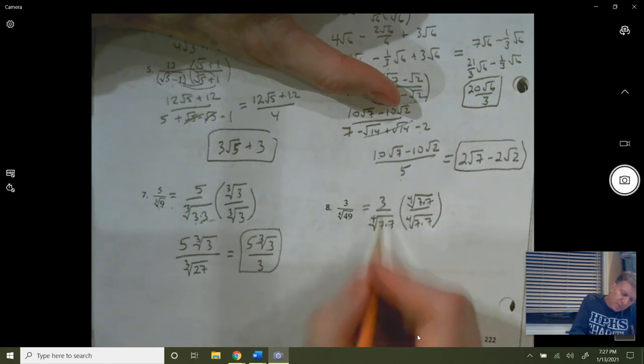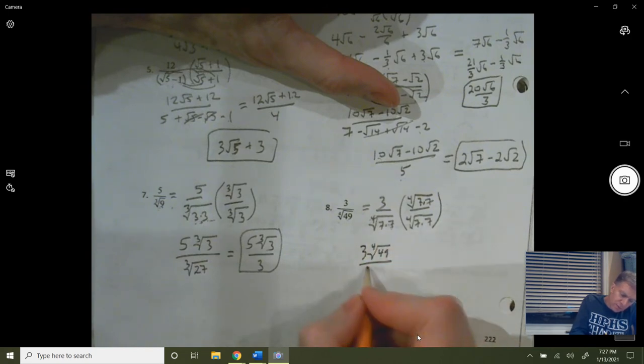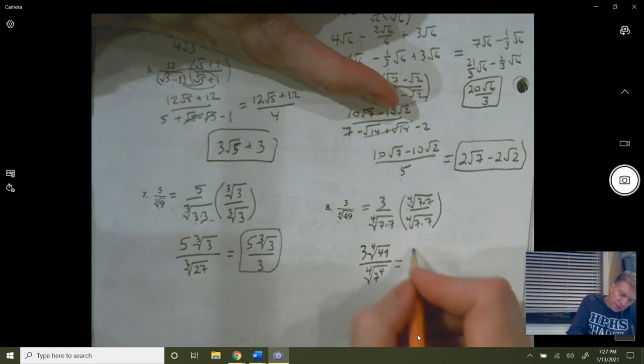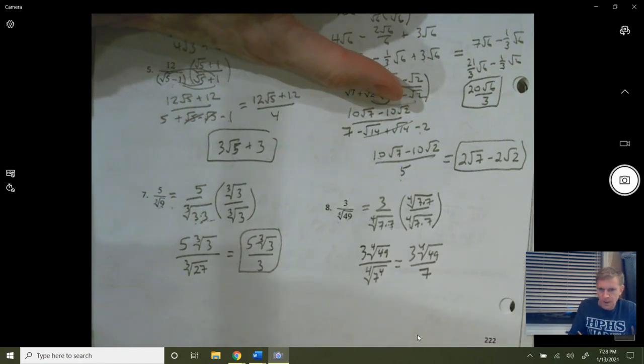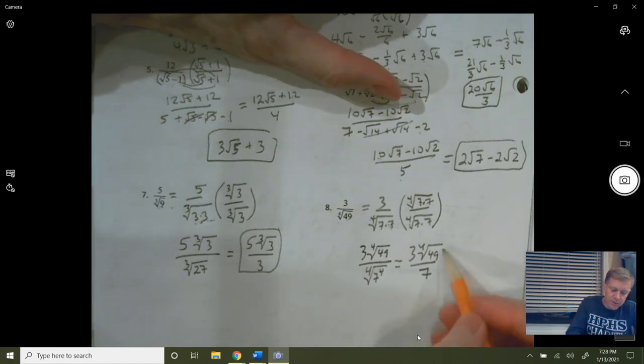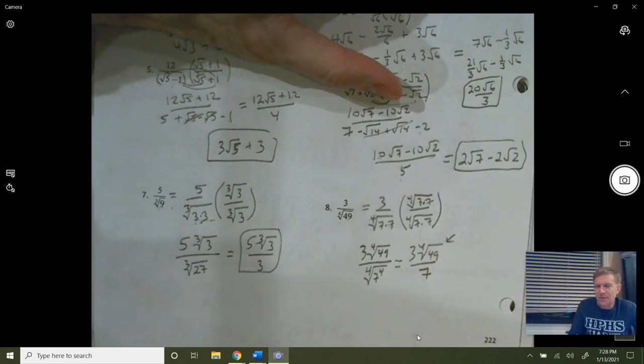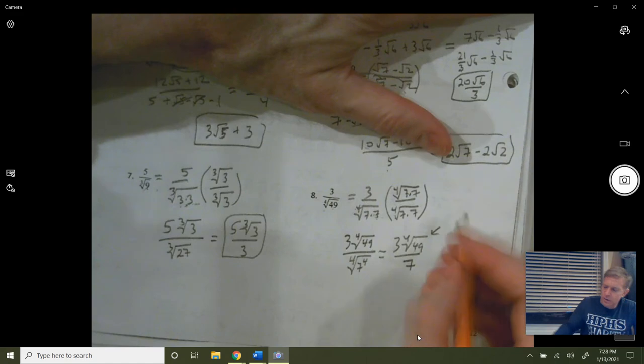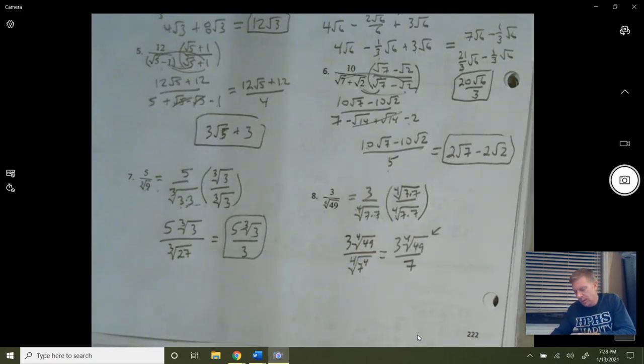So on the top, you've got 3 times the 4th root of 49 over the 4th root of 7 times 7 times 7 times 7, the 4th root of 7 to the 4th. So 3 times the 4th root of 49 over 7. Okay. Now, there is something a little tricky about that, because that's not fully simplified. And we're going to see this in a couple days. But this is a nice time to talk about this, since it came up.